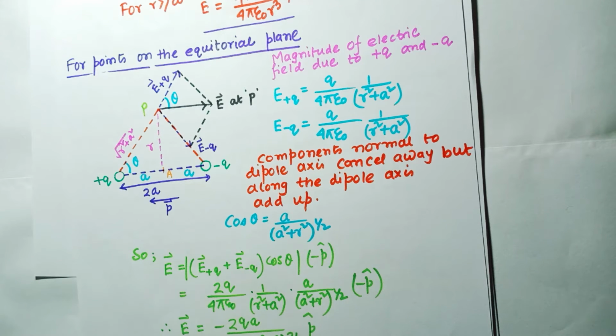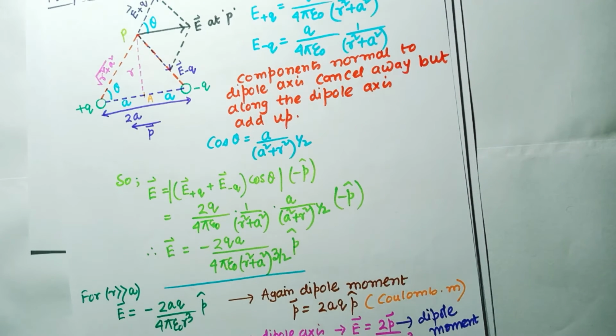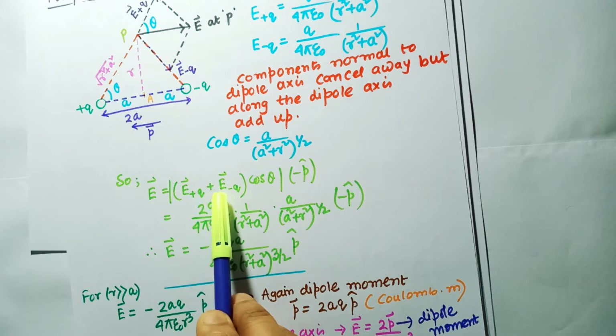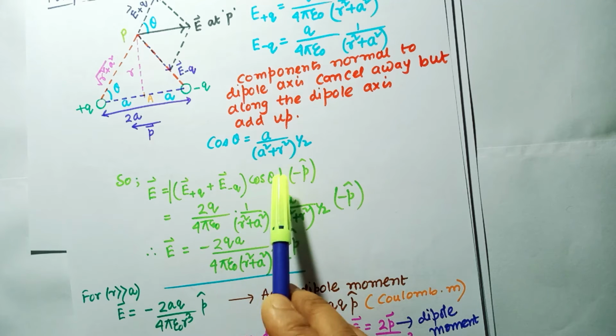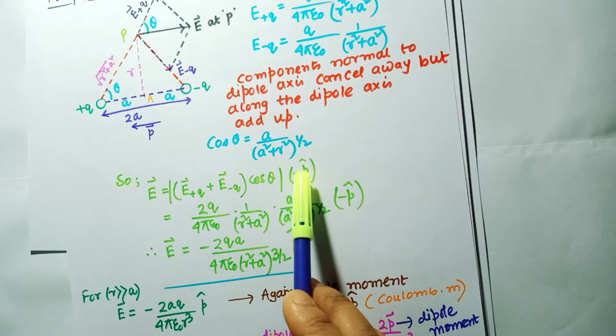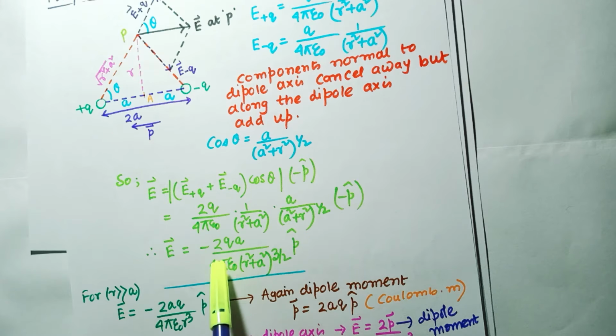So if we take the projection, what it will be like, E vector is equal to E of plus q plus E of minus q times cosine theta times the unit vector, which is minus of p cap. So it will be like E vector is equal to minus 2qa divided by 4 pi epsilon naught times r square plus a square whole to the power 3 by 2 times p cap. So it is directed in the opposite direction of the dipole moment.